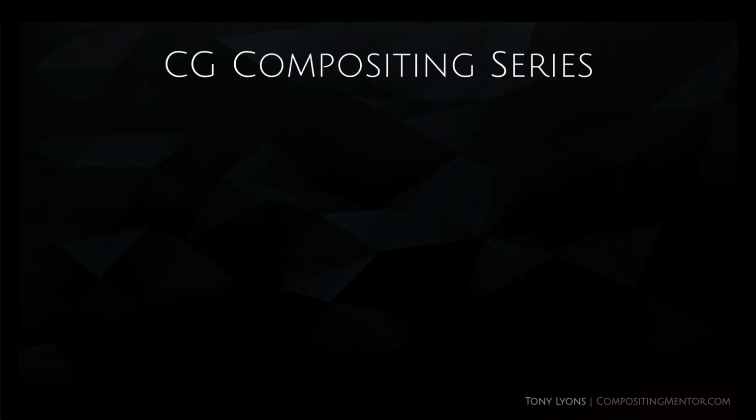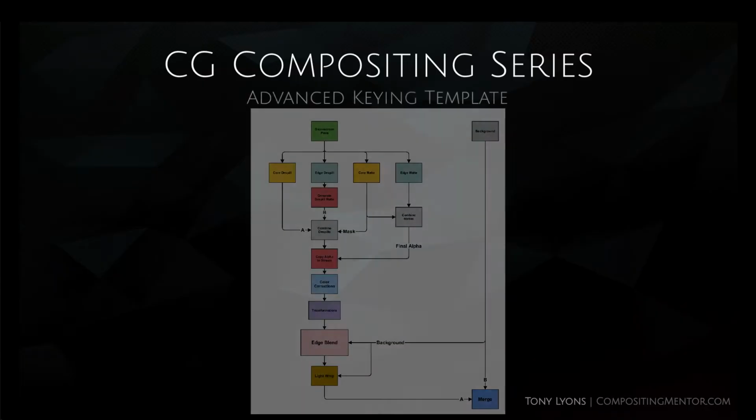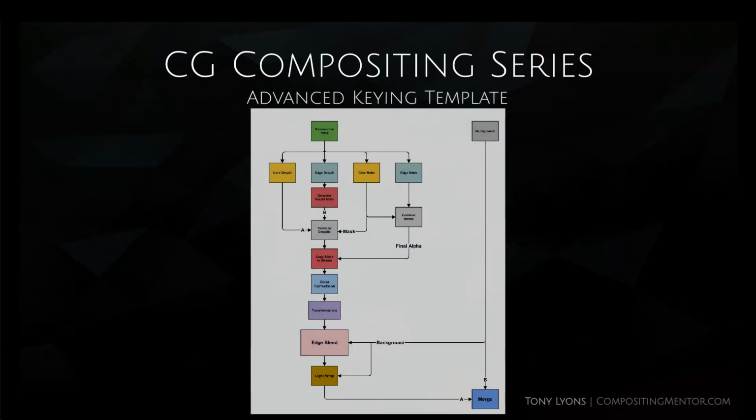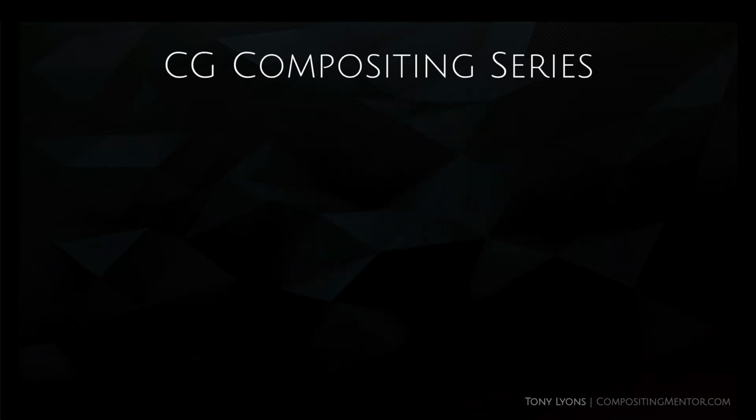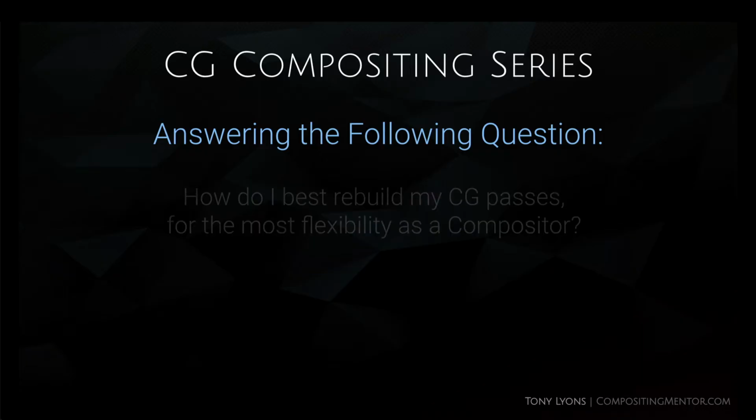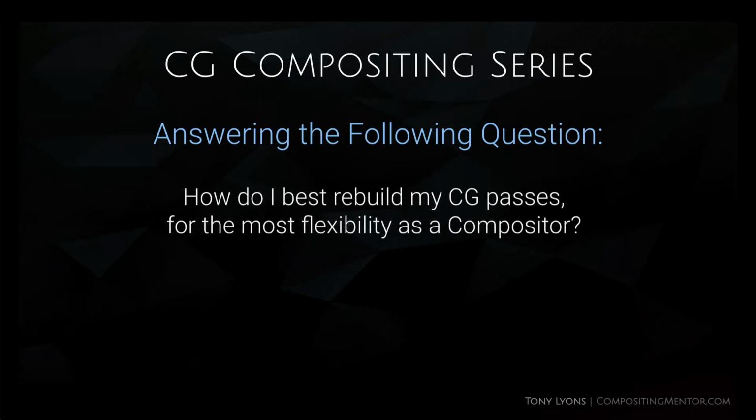There is a particular subject when it comes to CG compositing that has always piqued my interest as somebody who likes to find good workflows and methods to help you break down the best way to achieve your goals in compositing. It's where my passion to develop the Advanced King template came from. So in this series, we'll be focused on answering the following question: how do I best rebuild my CG passes for the most flexibility as a compositor?